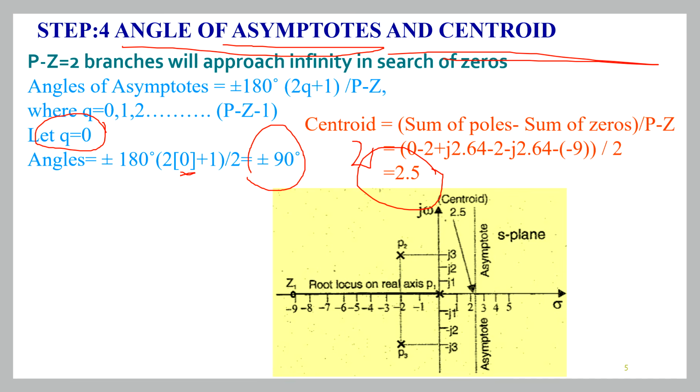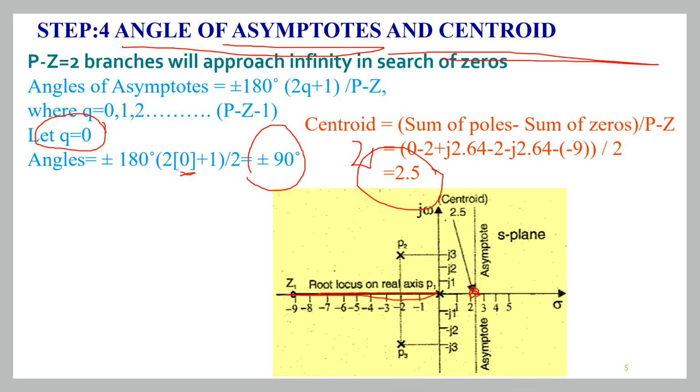So here the poles and zeros were mentioned, and between 0 and minus 9, there is a possibility of existence of root locus. So it is shown in dark line. So let us mark the centroid. The centroid is at plus 2.5. The meeting point of asymptotes on the real axis is the centroid.